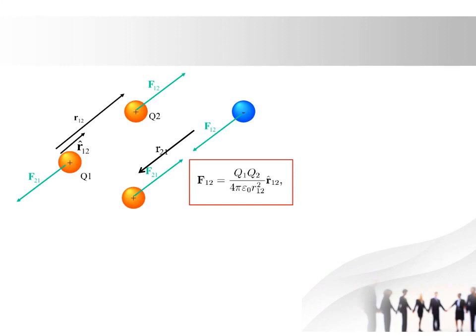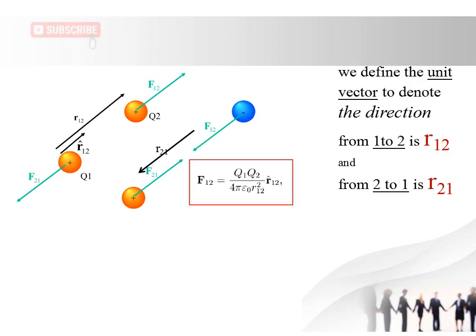We are now studying the direction of the forces. Here are the unit vectors R12 cap and R21 cap. The direction from 1 to 2 is R12 cap and from 2 to 1 is R21 cap.